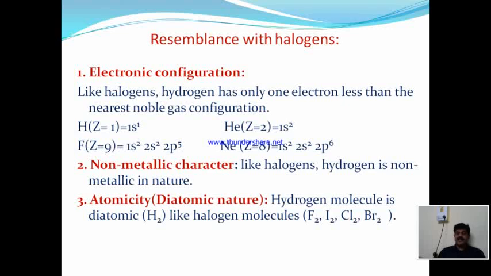Non-metallic character. Like halogens, hydrogen is also non-metallic in nature. Third one, atomicity, nothing but diatomic nature. The hydrogen molecule is diatomic like any other halogen molecule. That means halogen molecules as well as hydrogen are diatomic in nature. That means two atoms of hydrogen combine together to form a molecule of hydrogen with atomicity equal to 2.